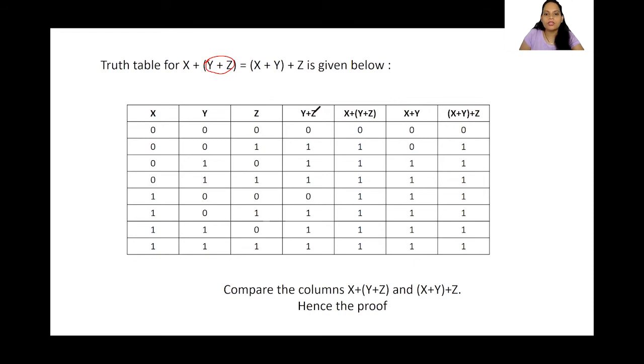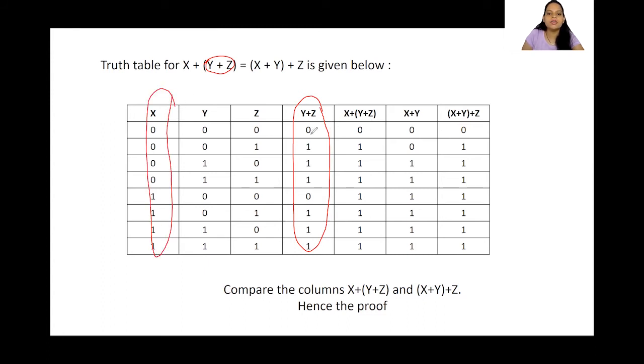So what is y plus z? Doing OR operation between y and z, which is this column and this column. So 0 or 0 is 0, 0 or 1 is 1, 1 or 0 is 1, 1 or 1 is 1, 0 or 0 is 0, 0 or 1 is 1, 1 or 0 is 1, 1 or 1 is 1. Now we got y plus z. We are going to OR this entire thing with x, which is nothing but this column and this column. So that is the result.